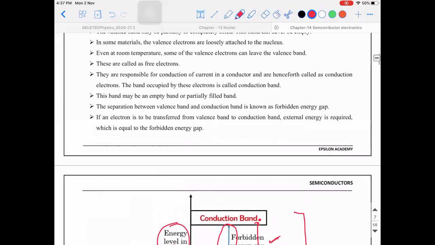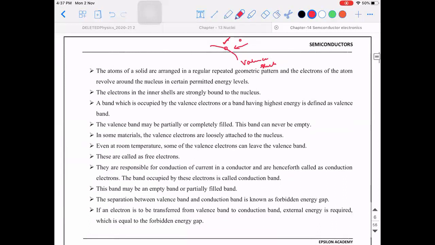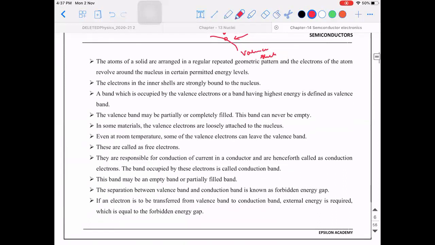Let me read out the points for you so that you will understand. Concentrate, guys. When you talk about the atoms of a solid, they are arranged in a regular repeated geometric pattern. This you would have learned in your solid state chemistry. BCC, FCC, all these things are there, right? So in a solid, there is a regular geometric pattern that is being followed, and the electrons in the atoms revolve around the nucleus in certain permitted energy levels. This also we know according to Bohr's theory.